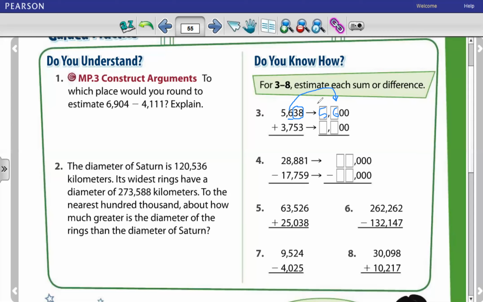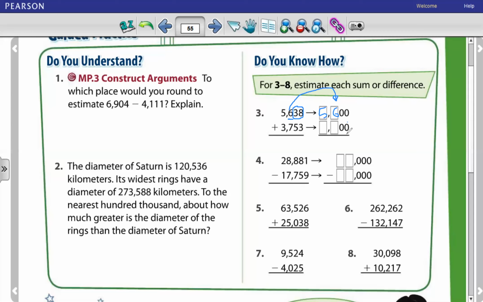Also here, when we want to add or subtract, we have to round the same digit. If I'm rounding the first number on the hundreds place, I should round the second number on the hundreds place. If I'm rounding the first number while I'm subtracting, for example, on the thousands place, I have to round the second number on the thousands place.